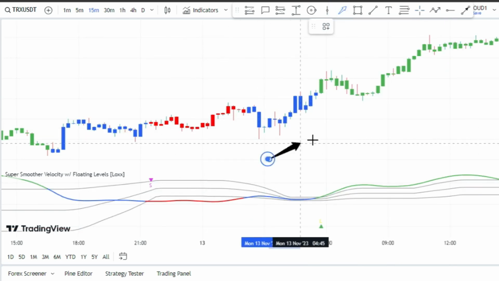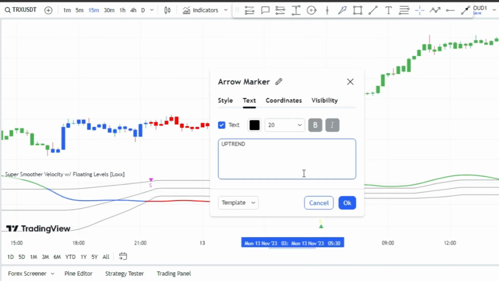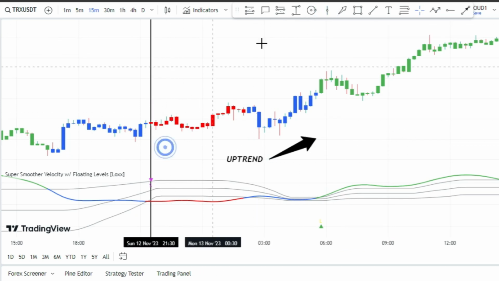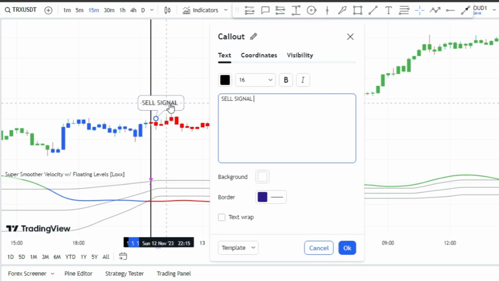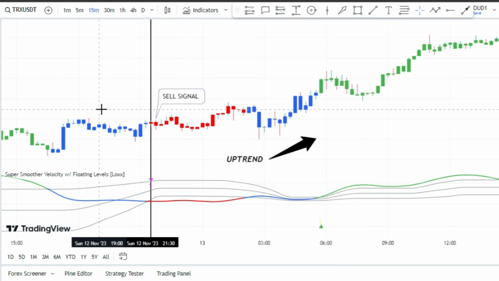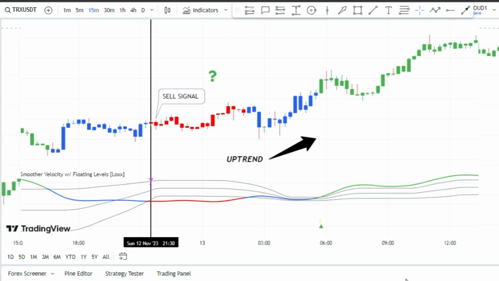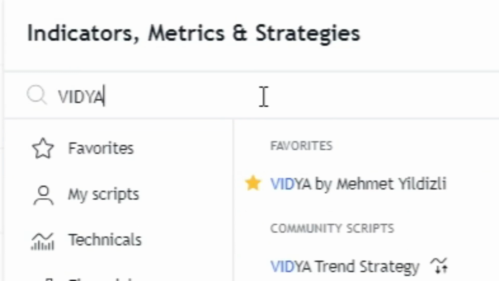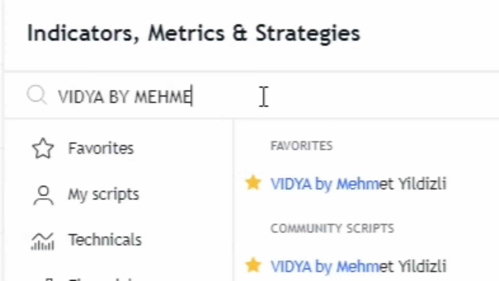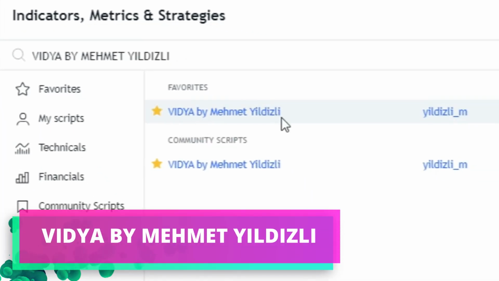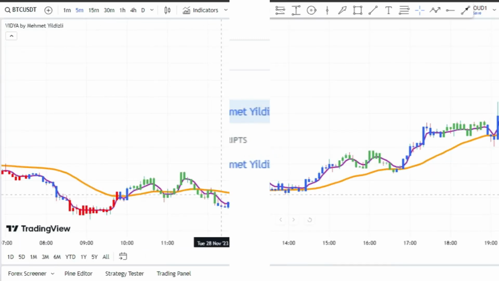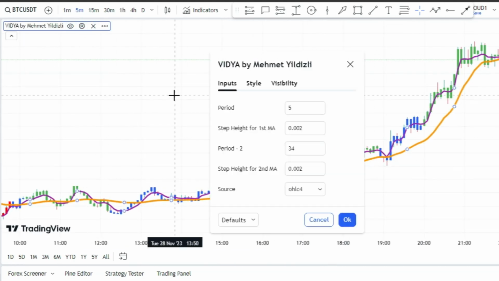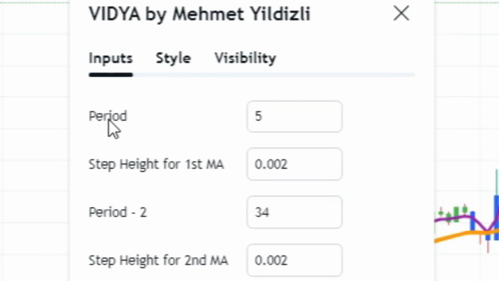Here's the thing about this indicator. It's great, but it can't identify the trend all by itself. That's why we're going to tag team it with another indicator to help us ride the wave of the trend. The perfect partner for this job is the video by Mehmet Yıldızlı. After you have added it to your chart, you'll want to tweak its settings just like I did to accurately spot the trend.